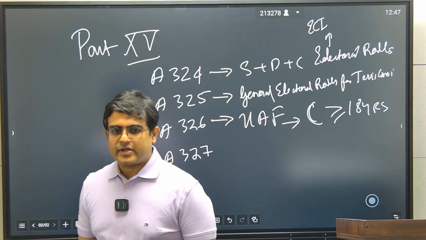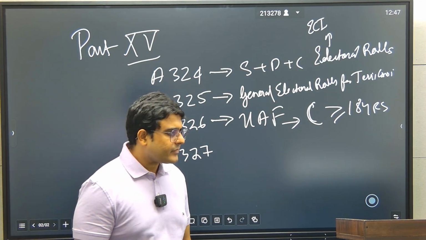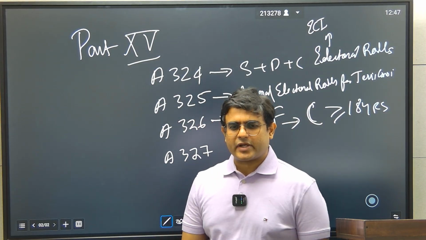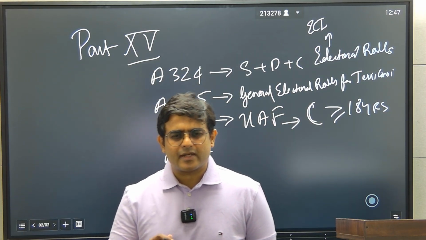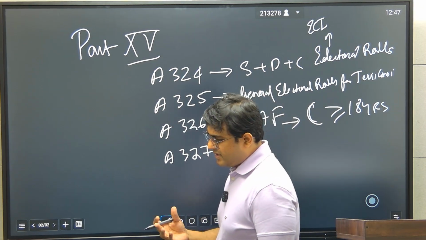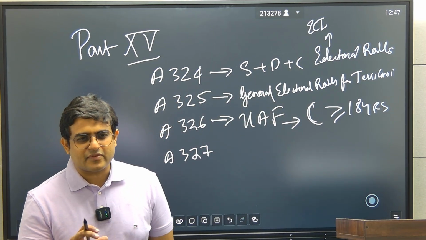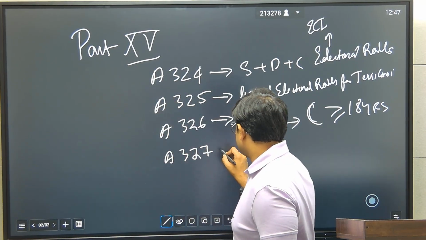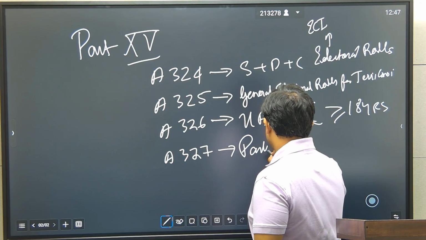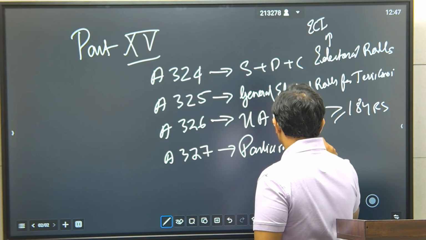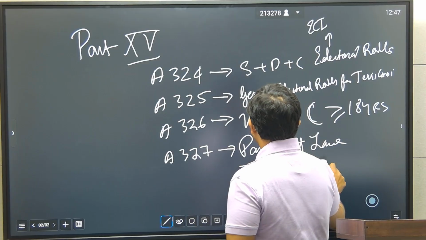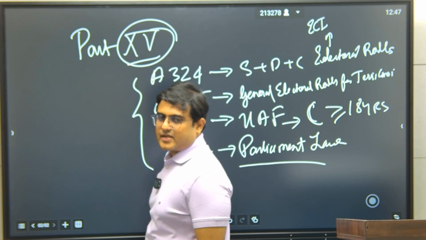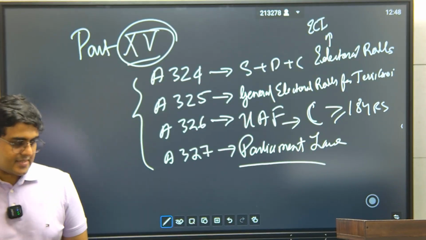Then Article 327 says that Parliament has the powers to make laws regarding elections in India, be it either house of Parliament, either house of the state legislature, or the elections of the President and Vice President. So Parliament has the law-making power. These are some articles you should know to understand the entire special intensive revision exercise.